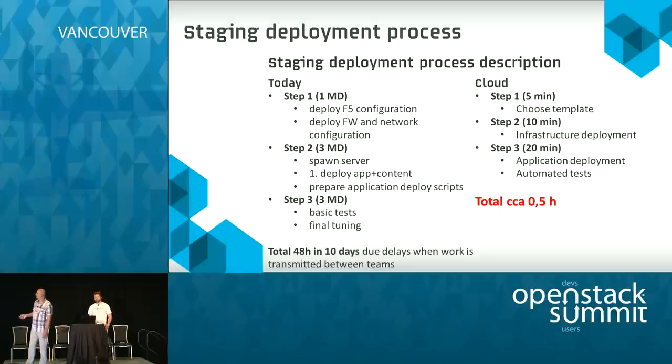Right now, we choose a template, a template that you can apply. It starts the automatic infrastructure deployment, and we are just waiting. And when the infrastructure is deployed, it starts the application deployment. It depends on how big the database is, how big the project is. And when all these things are done, we automatically start the tests. If all tests are green, then the infrastructure is deployed.